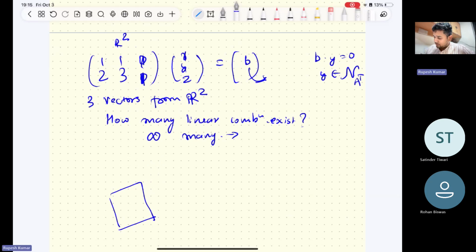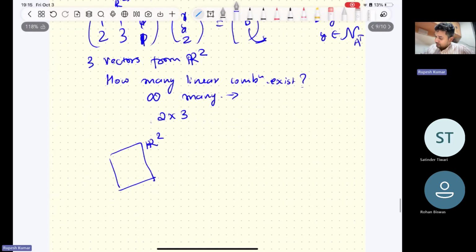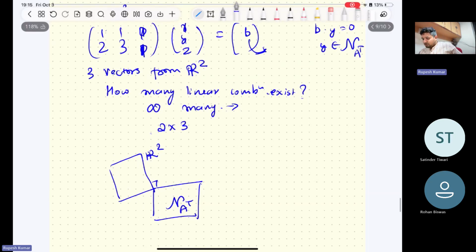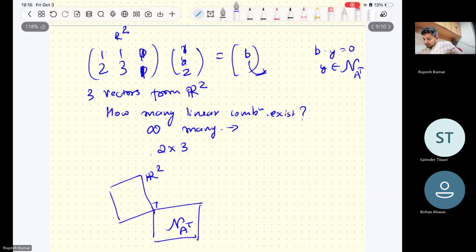Let's go back to the fundamental rule, right? 2 by 3 matrix, right? So R2 is the range, and this will be orthogonal to the null space of A transpose. Now my question is, what is the null space of A transpose? It will be essentially the null space of the column space of A transpose, right?